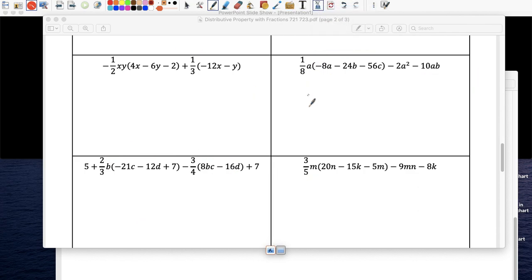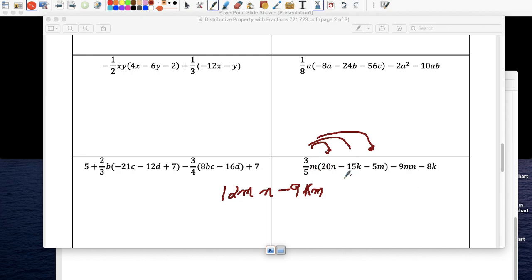Right, last one. Distributive property, distributive property, distributive property. Okay, so 3/5 m times 20n, so 3/5 of 20 first of all is 12mn. Second one, 3/5 of 15, it's 9, negative 9, right? Because it's a positive times a negative, negative 9km.